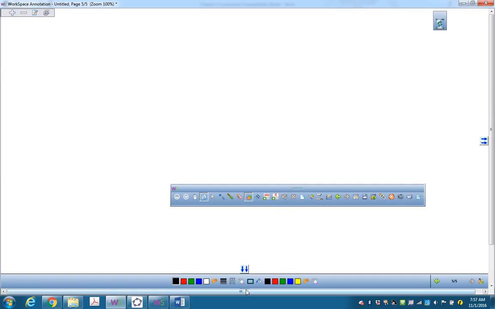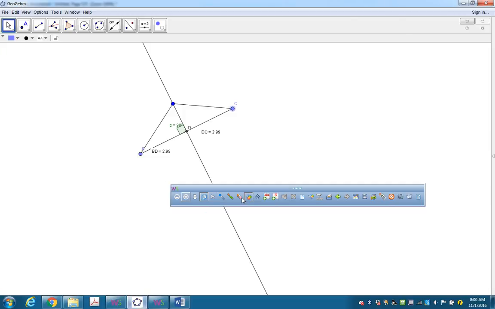Equilateral triangle. There's a cool way to draw an equilateral triangle with GeoGebra. You want to see it? Who wants to see it? Who wants to go back to sleep? Who's so live? A cool way to draw an equilateral triangle with GeoGebra.